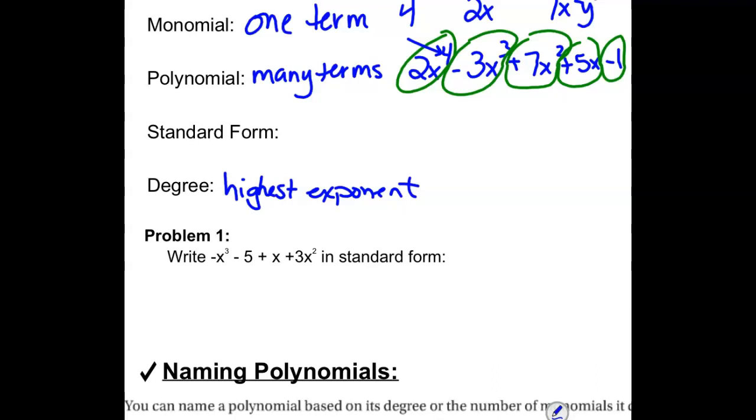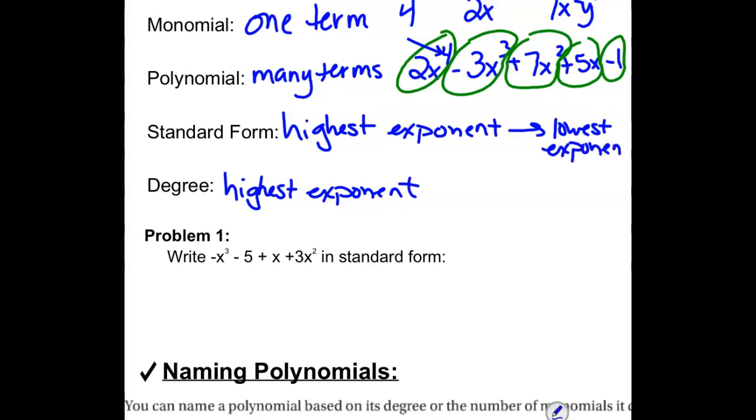Okay? When we write things in standard form, we are putting them in order from highest degree down to lowest. Okay? So you're going to rearrange things. So the highest exponent is first, and then go all the way down to the lowest. So the example I gave you for a polynomial is in standard form. All right? We have our fourth powers, we have our cubes, our squares, our first powers, and our constants.